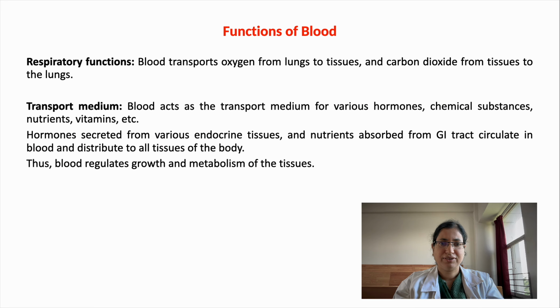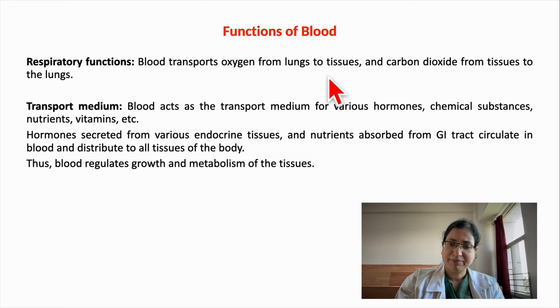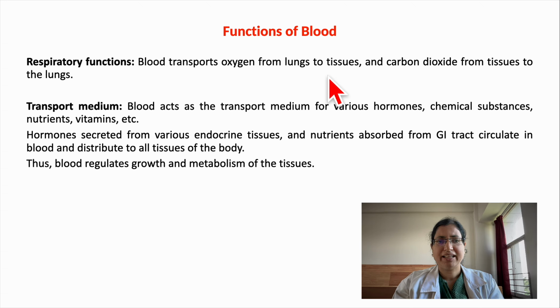So this is the importance of the Buffy coat. Now functions of blood: respiratory function. Blood transports oxygen from lung to tissues and carbon dioxide from tissues to the lung. This is very important because all our organs and tissues require a constant supply of nutrients from the GIT. So this blood contains nutrients like, for example, glucose, amino acids, various hormones and vitamins. And this blood transports oxygen from lungs to tissue and carbon dioxide from tissues to the lung.